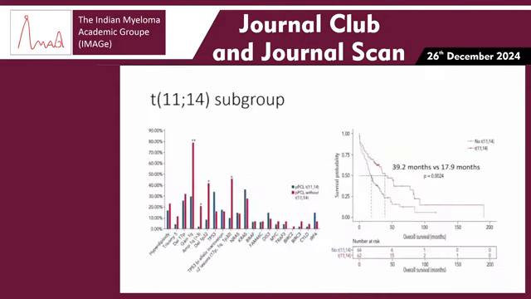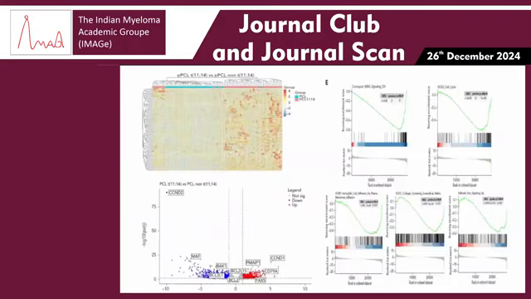If we look at the translocation 11;14 subgroup, they had a lower incidence of gain of 1q, deletion 1p32, and complex adverse mutations. The overall survival was significantly better in the translocation 11;14 subgroup, which was 39.2 months versus 17.9 months.